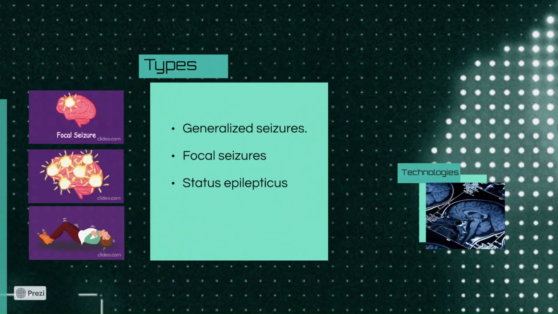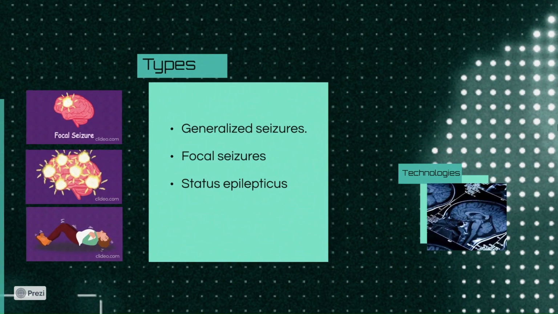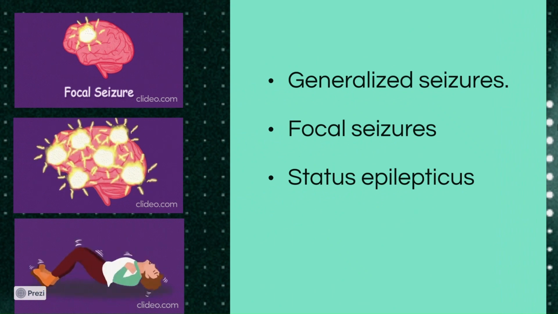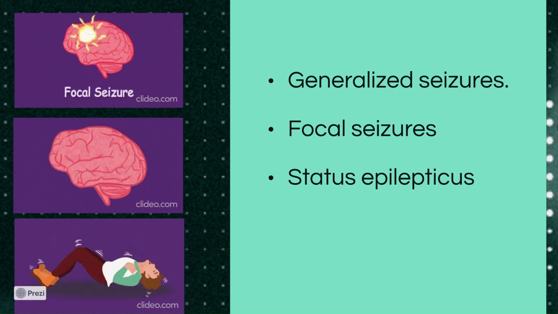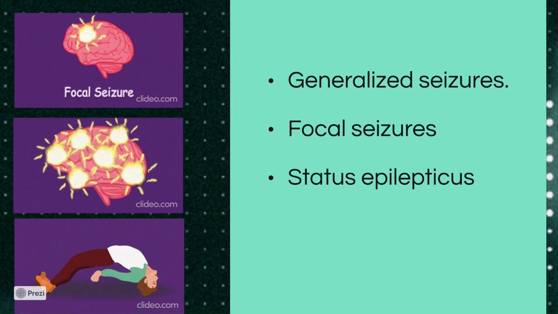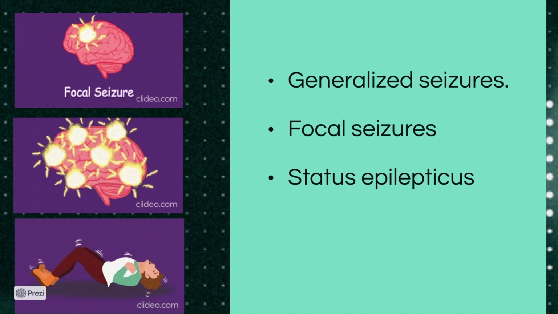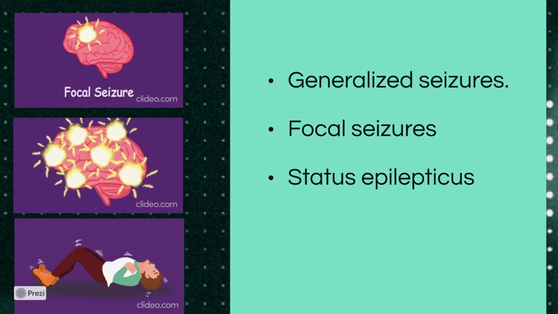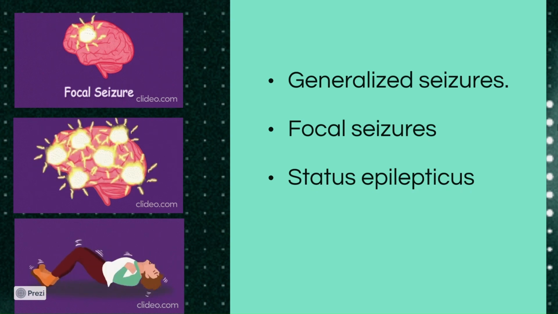There are different types of seizure disease. Number one is generalized seizure. These seizures involve abnormal electrical activity that occurs throughout the entire brain and can cause a loss of consciousness and whole body convulsions. The other one is focal seizure. These seizures involve abnormal electrical activity that originates from a specific location of the brain. The next one is status epilepticus. This is a medical emergency characterized by prolonged seizure activity of more than 5 minutes, or multiple seizures that occur in quick succession without the person regaining consciousness in between.